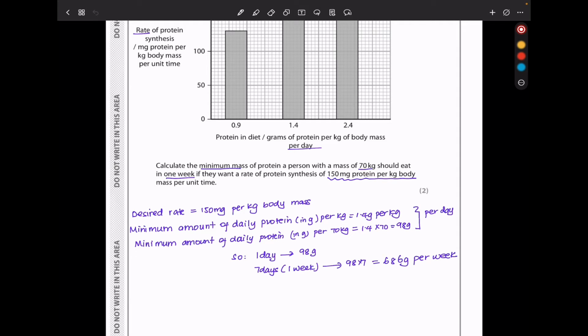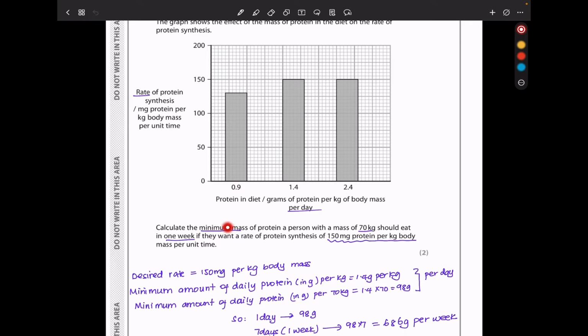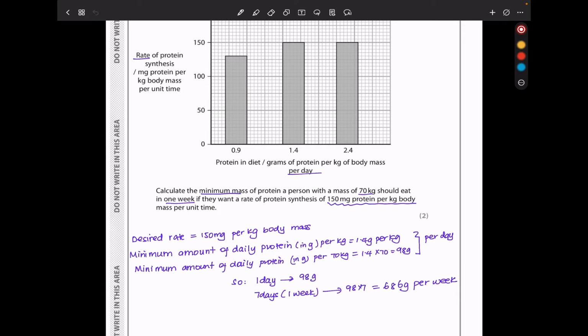should eat in 1 week if they want a rate of protein synthesis of 150 milligrams per protein per kilogram body mass per unit time. Because here they want the minimum, a rate of 150 is reached at a minimum of 1.4, because the minimum amount of daily protein in gram per kilogram based on the graph is 1.4 grams per kilogram.